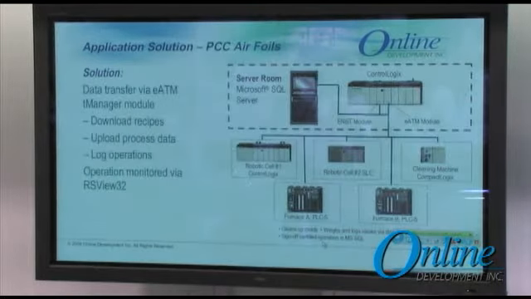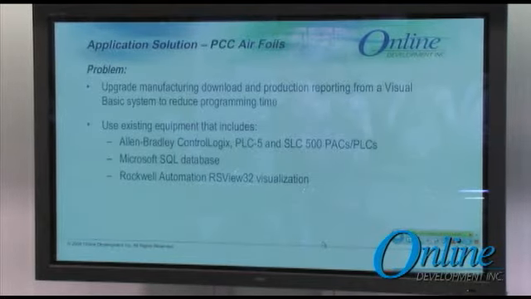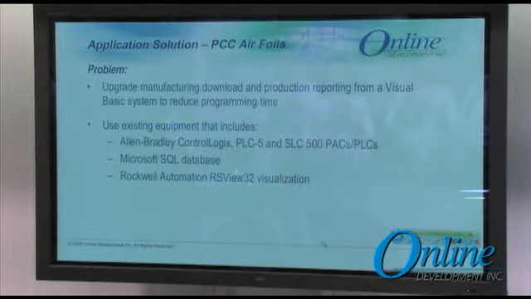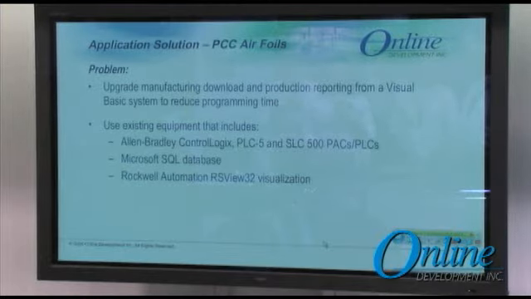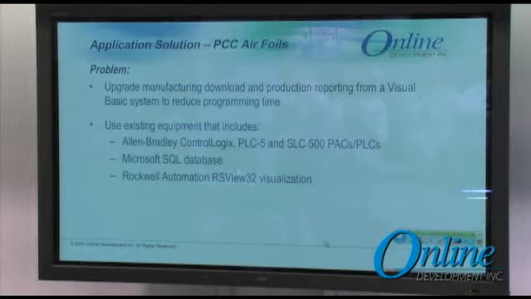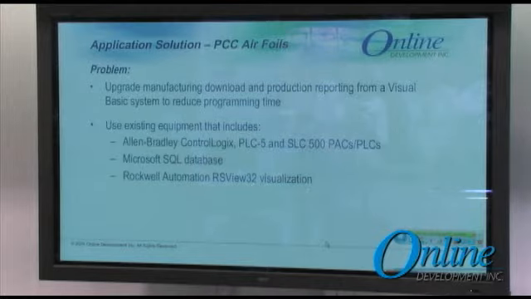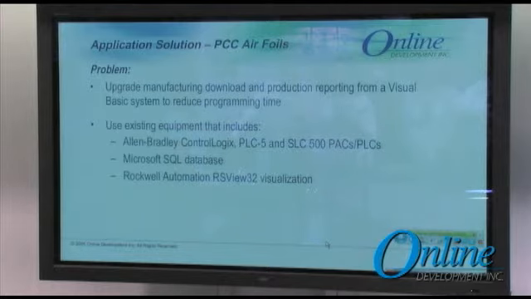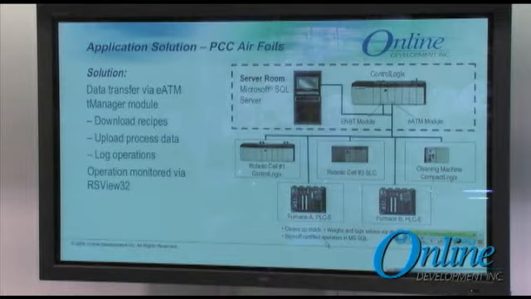So here's the problem. How do you upgrade an existing system that was written in Visual Basic to download recipes and provide production reporting to get a more reliable system, to include the ControlLogix processor and existing legacy equipment, PLC5 and SLC 500 PLCs. So we're going to use a Microsoft SQL database and RSView32 for visualization. And here is how that was put together.